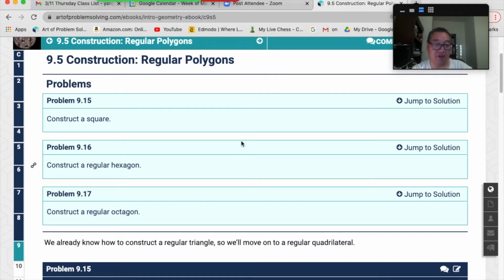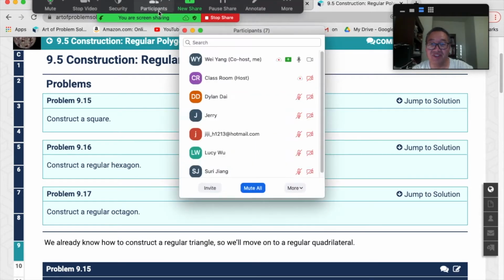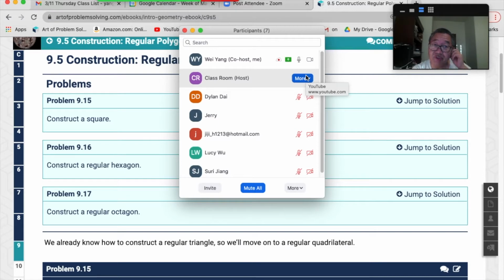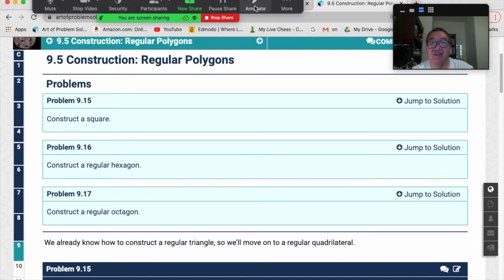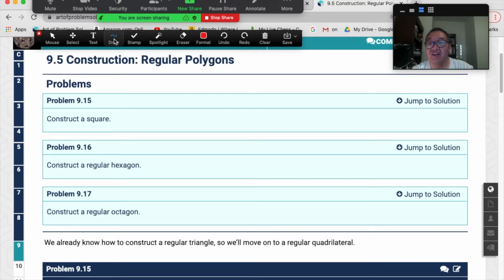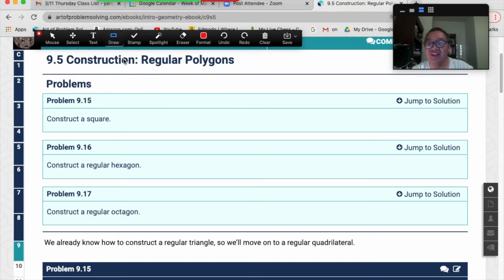So how to build a square? Now let me ask a question. Do you have any idea to build a square? Not sure. Lucy, do you have any idea? Are you allowed to use a protractor? You can use two tools: compass and straight edge. You cannot use a protractor. You can only use compass and straight edge.